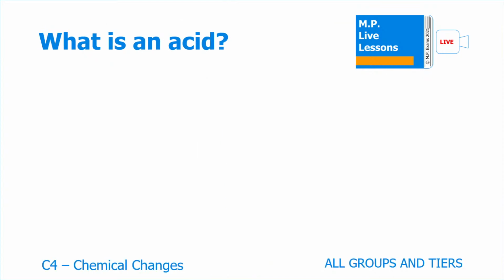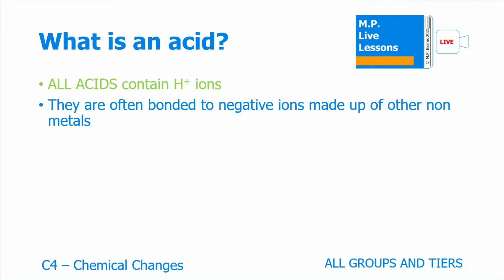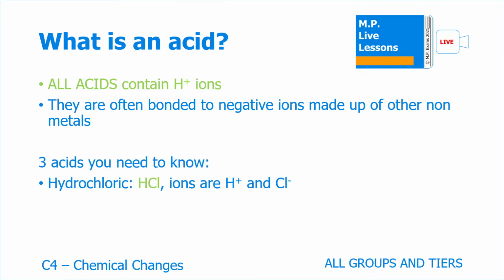Next, you'll need to know what an acid is. Now, all acids contain H plus ions, so this is basically a hydrogen atom just without an electron in its outer shell, so it's empty. And these often bond to the negative ions made up of other nonmetals. So you need to know about three acids first. In hydrochloric acid, you've got hydrogen and chlorine, and we know the hydrogen is positively charged, so to balance it out, the chlorine is negatively charged.